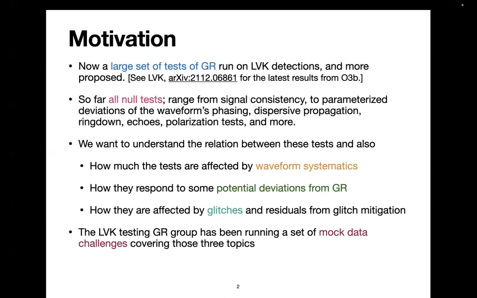So, to start motivating things, as I think most people in the session are probably aware, there's now a pretty large set of GR tests that can run on all the detections, or at least on those applicable to a given test. If you want to see the latest results, look at this particular arXiv paper. So far, we're not testing any specific theory. We are doing everything from signal consistency to looking at parameterized deviations in various parts of the signal, from the signal itself to propagation effects, looking at the ringdown, echoes, and more.